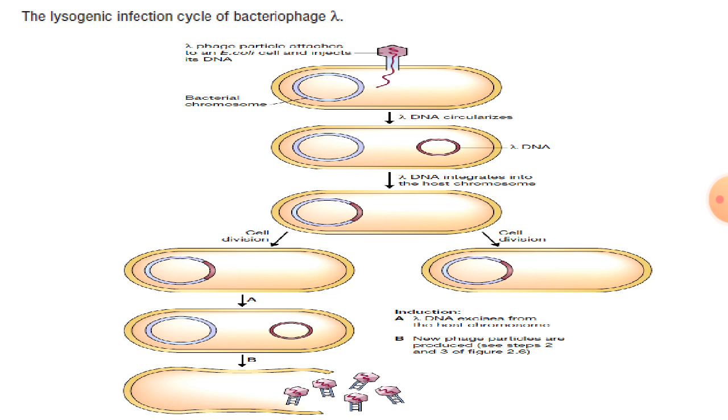If there is an unsuitable condition, this will excise, cut off from the bacterial chromosome, and synthesize its individual particles, the head and tail, and assemble, cause the lysis of the cell and release its viral progeny. Here, the stage when the bacterial chromosome is associated with the viral chromosome is known as prophage. This stage can shift between the lytic cycle and the lysogenic cycle depending on the conditions available in the bacteria.